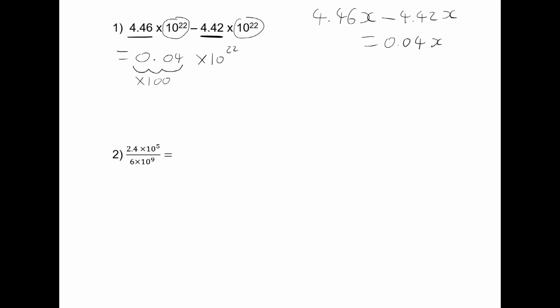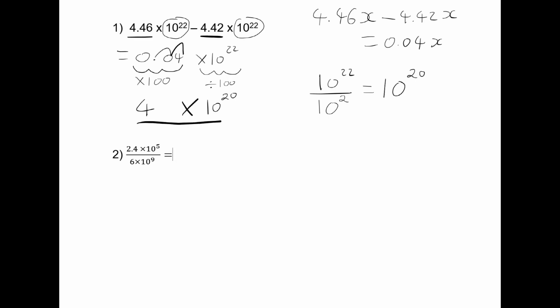Now, to keep the whole number the same, I now need to divide the 10 to the 22 part by 100, because then, effectively, I've timesed by 100 and then divided by 100, which is the same as just timesing by 1. So I have 4, that's 0.04 times 100, and then 10 to the 22 divided by 100. Well, 100 is 10 squared. So if I do 10 to the 22 divided by 10 squared, that just gives me 10 to the 20. We subtract the powers. So I have 4 times 10 to the 20.